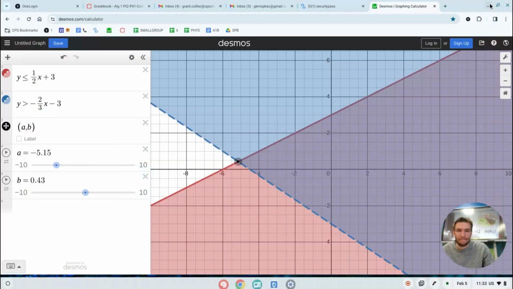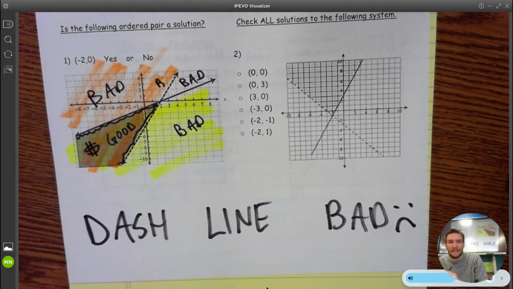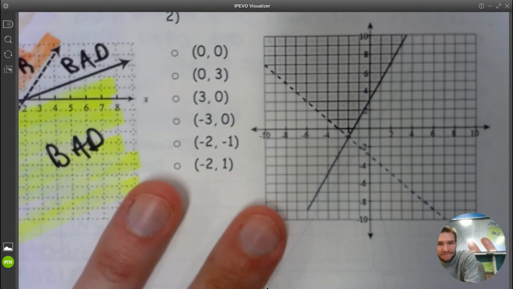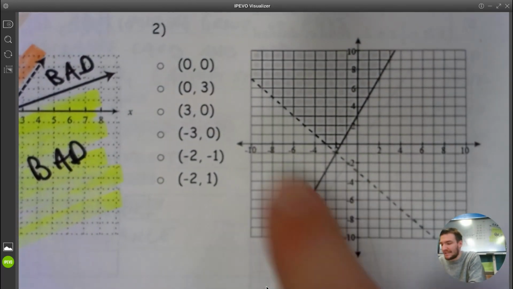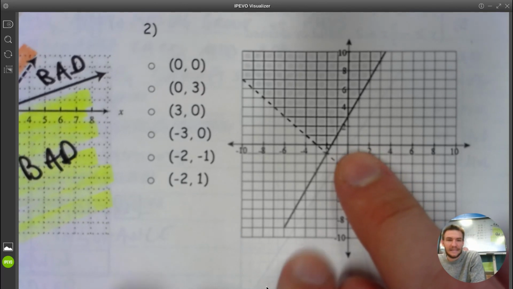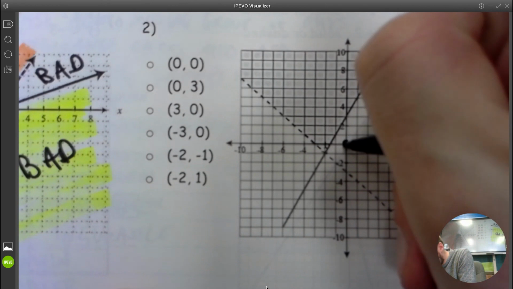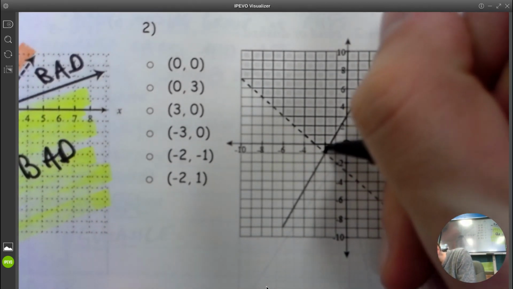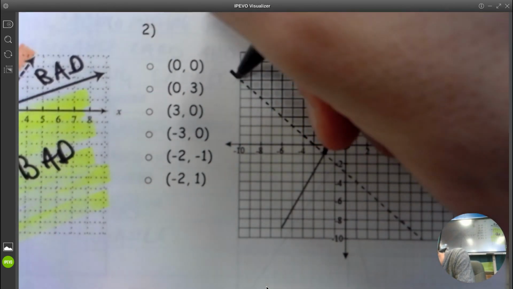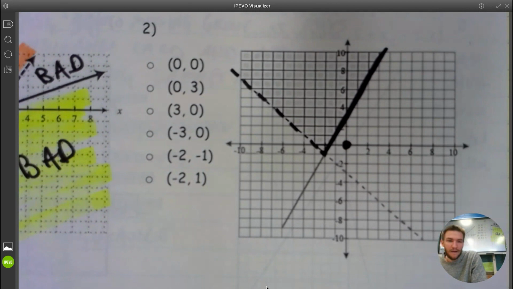Okay? All right, at that point, let's power through the notes. We're going to be done pretty soon. Check all of the solutions to the following system. Unfortunately, all of these are super close together, so this is going to be a bit messy. I'll do my best. 0, 0. That's the origin. Remember, we have a nice solid line right here, and we have a dash line right here. Might be worth thinking about that.